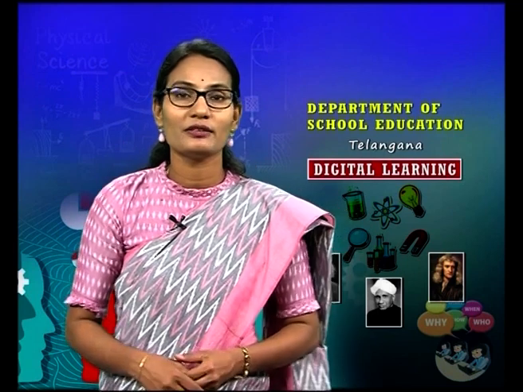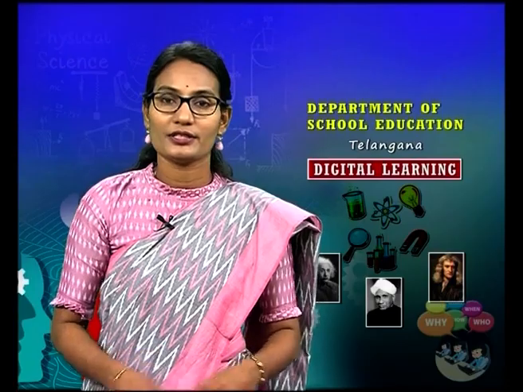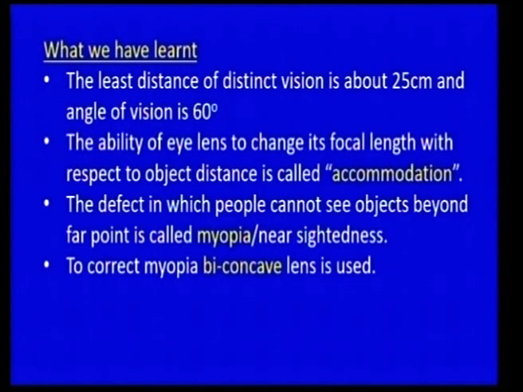These are the points we learned in this session. Once again, let us recap all the points. The least distance of distinct vision is about 25 centimeters and the angle of vision is 60 degrees. The ability of the eye lens to change its focal length with respect to the object distance is called accommodation. The defect in which people cannot see objects beyond the far point is called myopia, also known as nearsightedness.